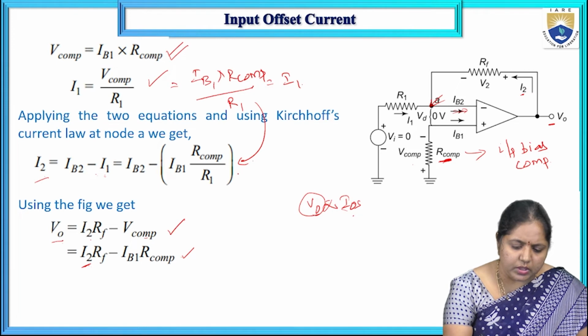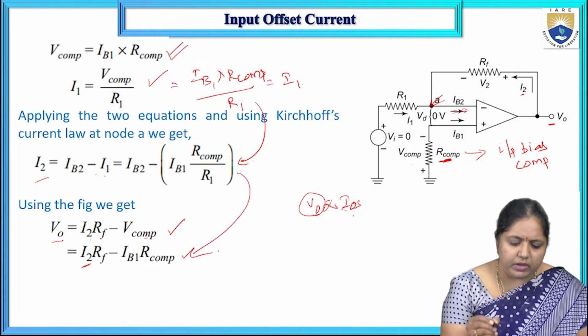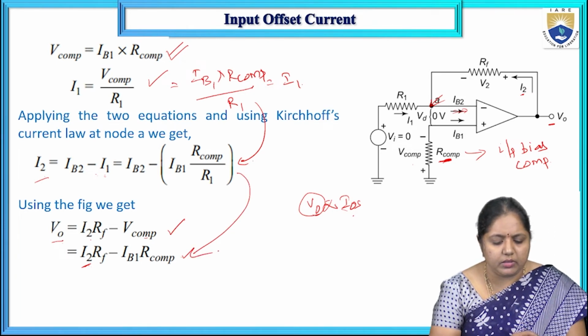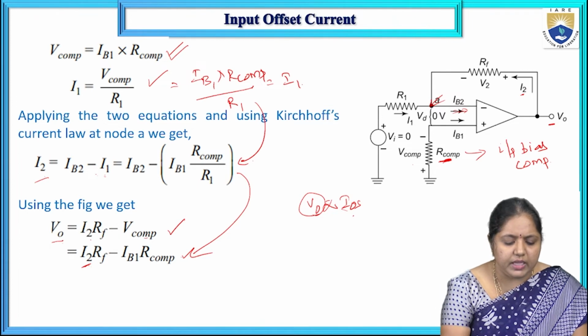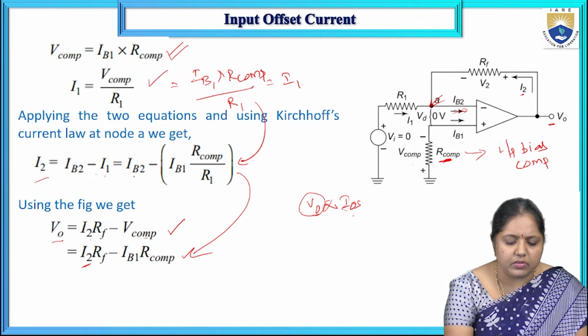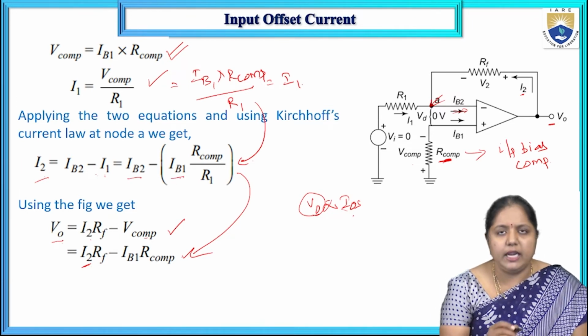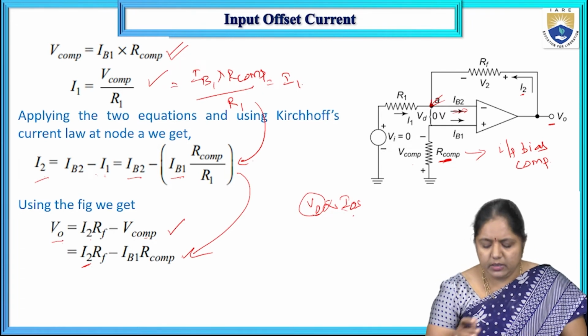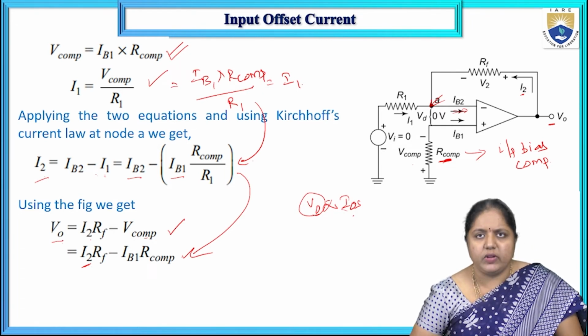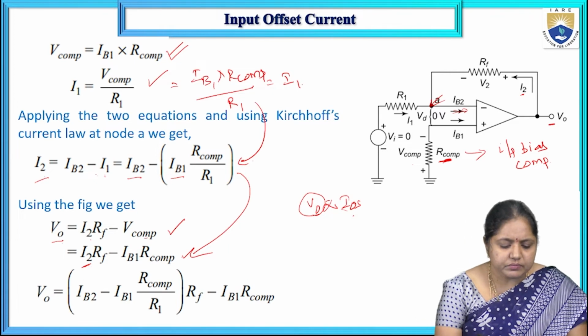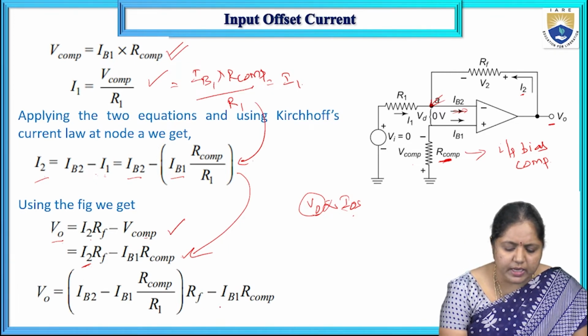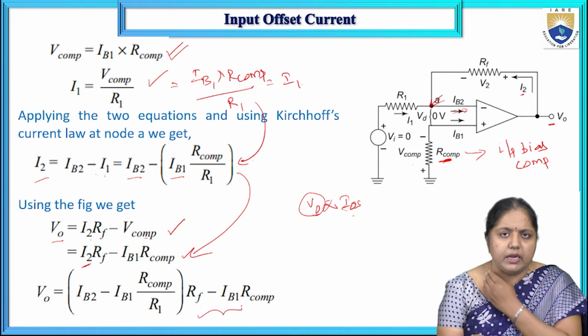Now if I substitute this I2 in the below equation, then I will get the entire currents in terms of IB2 and IB1, right? So let us see the simplification part. After substituting, I am getting the equation of the form like this.